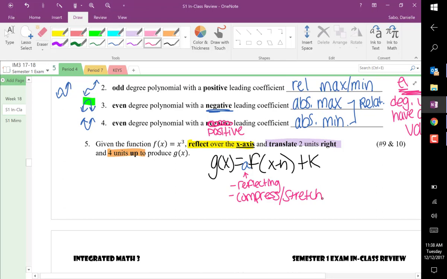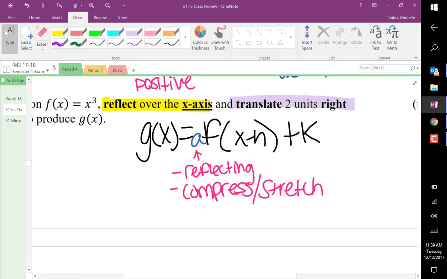Does anyone remember what the h tells us? Are we going to be going left, right, up, down? Which pair? Good, left and right. So this piece right here tells us if we are moving left or right. This piece right here tells us if we're moving up or down. So just to go over things, I feel like a lot of you knew that if you were to see it, but I wanted to write them out for you.